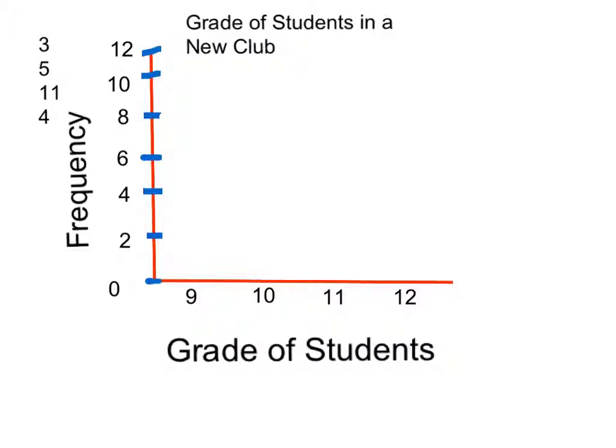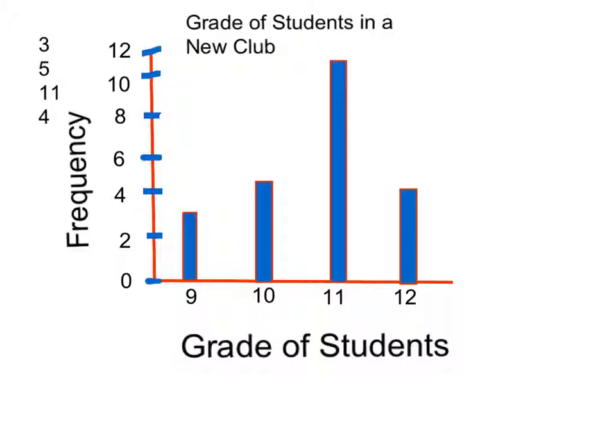Note that I also have a title. You always want to make sure that your graph has a title. The next step is to insert your bars. So as you can see, now we have bars on our bar graph, and we have everything labeled. It all looks nice. It doesn't have to look this nice when you make it by hand, but that's okay. So that's the end of this question.